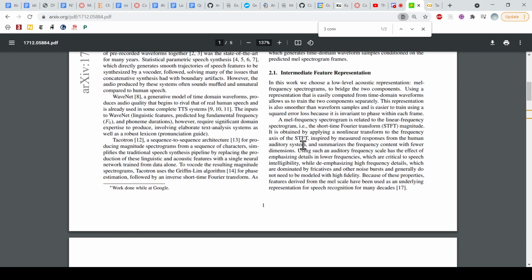So in this work, we choose a low-level acoustic representation, MEL frequency spectrogram, to bridge the two components. Using a representation that is easily computed from time domain waveforms allows us to train the two components separately. This representation is smoother, easier to train, invariant to phase within each frame. Okay, well, that's cool. So the MEL frequency spectrogram, they're going to talk about it.